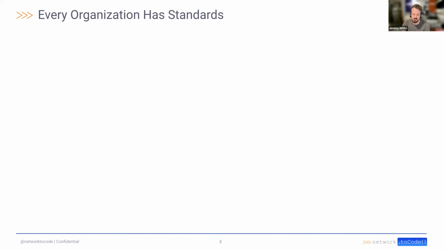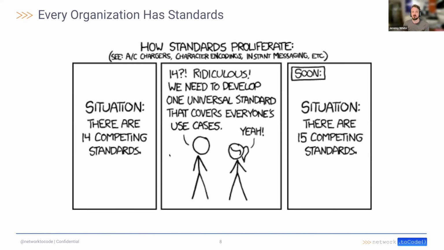As we look at this and realize that we all have different standards, and all have standards that we have documented and are trying to assert, we're always going to find an XKCD, of course, that fits our exact situation. How are standards proliferated? We've got 14 competing standards. Oh my goodness, this is ridiculous. We need a new standard that covers everyone's use cases. And now we have our 15th standard, and they're all coalescing and fighting each other to be the dominant standard and the expectation.